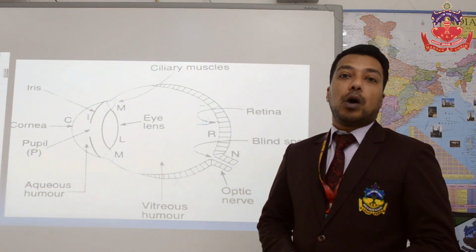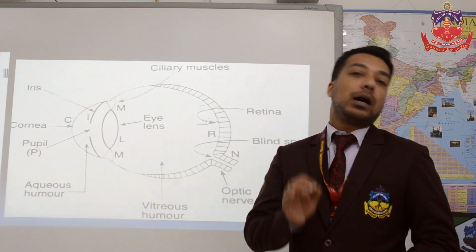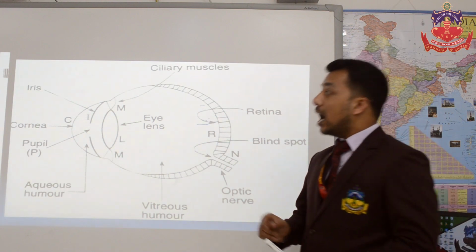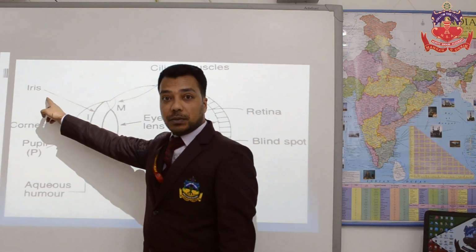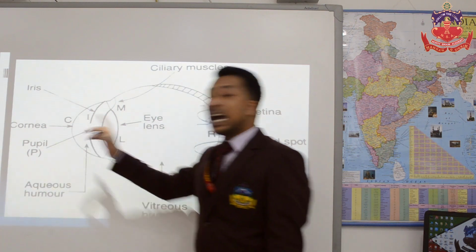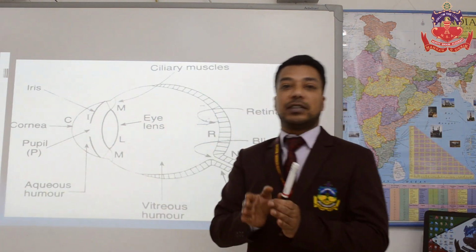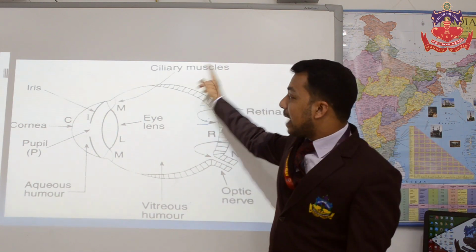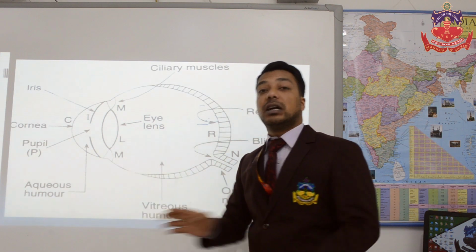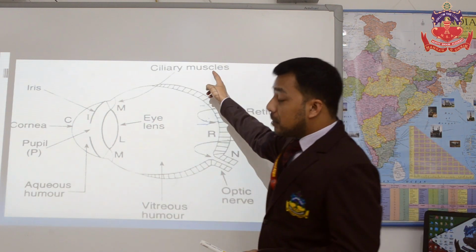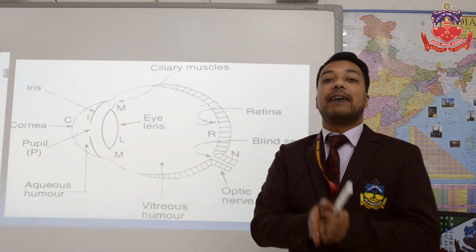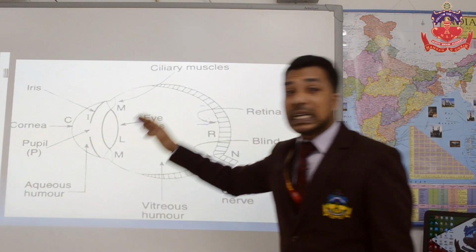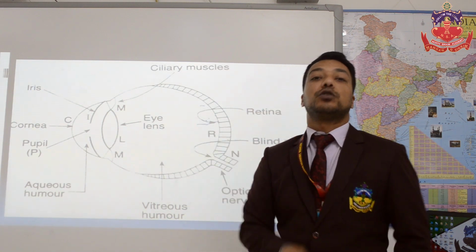Now let me talk about the functions of the main parts of a human eye. The main parts of our human eye are basically the iris and pupil, as we have to study the function of the iris and pupil together. The next one is the ciliary muscles and the human lens, that is the convex lens. The functions of the ciliary muscles and convex lens we have to study together. The next one is the retina. So these are the main parts whose functions we have to study.